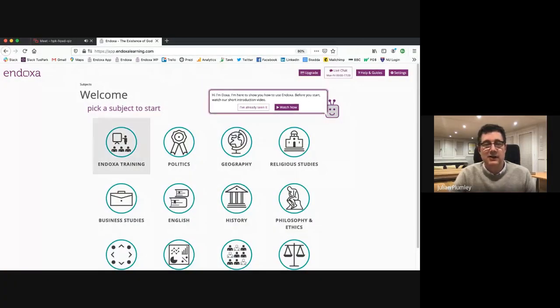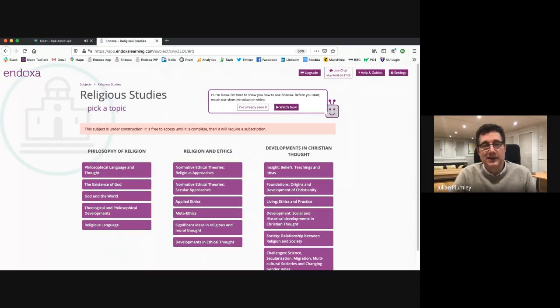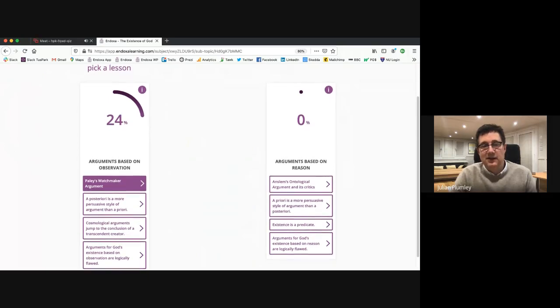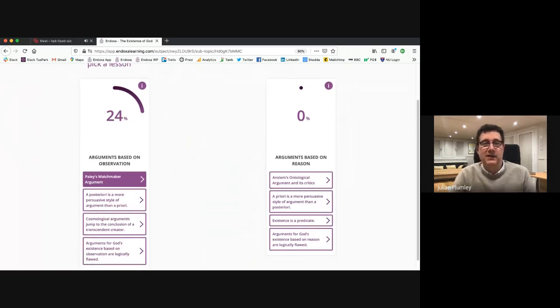Yes, today we're going to look at, it's quite a famous argument, this one. It's highly philosophical. It connects to several other parts of philosophy, and it's within religious studies. And it's one of the arguments for the existence of God. So I'll click on this topic here. And arguments for the existence of God, there's a lot of them, based on observation, based on reason. And this is one of what is called the argument from design. So it's Paley's watchmaker argument.